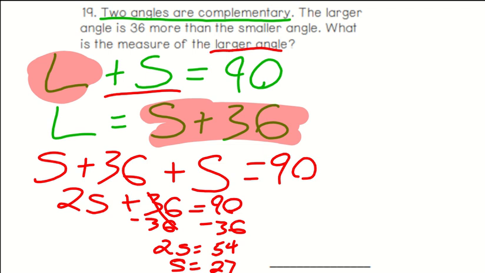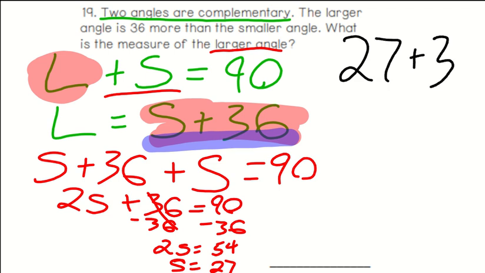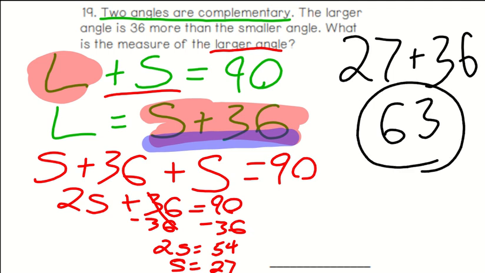It asks me for the larger angle, though. So what I'm going to do is I'm going to use this equation right here, s plus 36. s was 27, and I just add 36 to it. 27 plus 36 is equal to 63. And that's my answer.